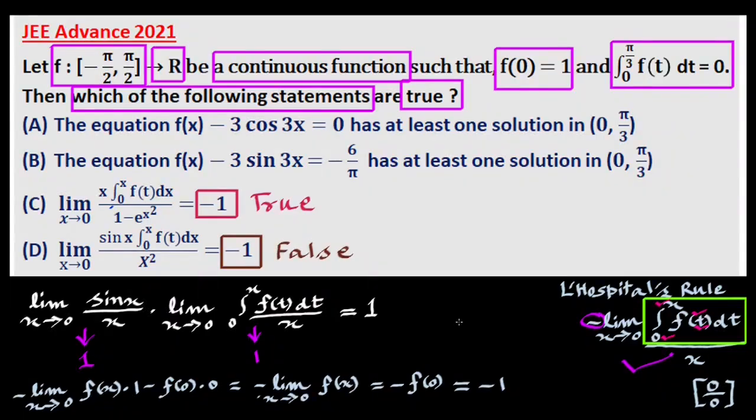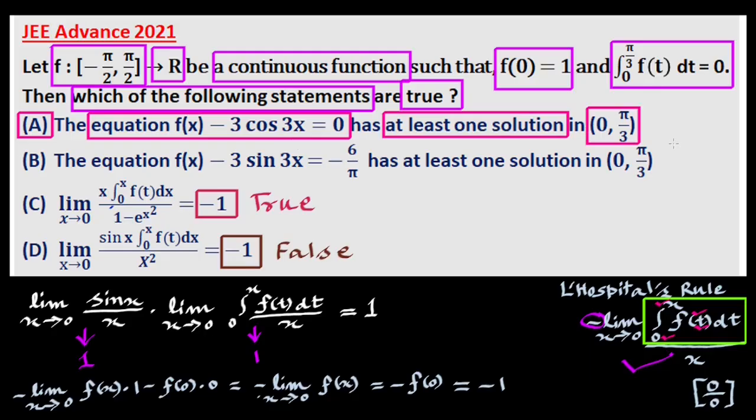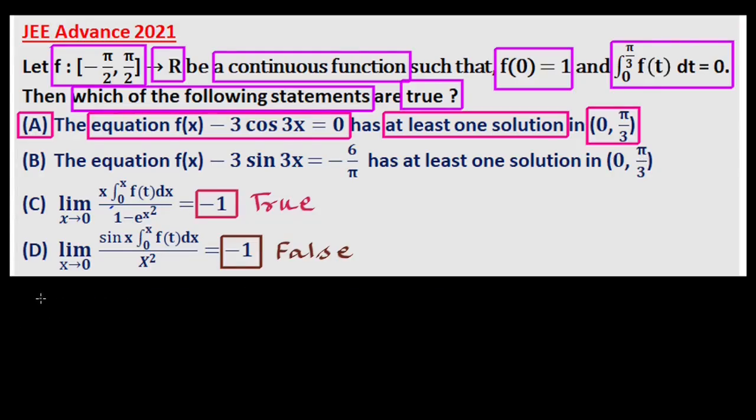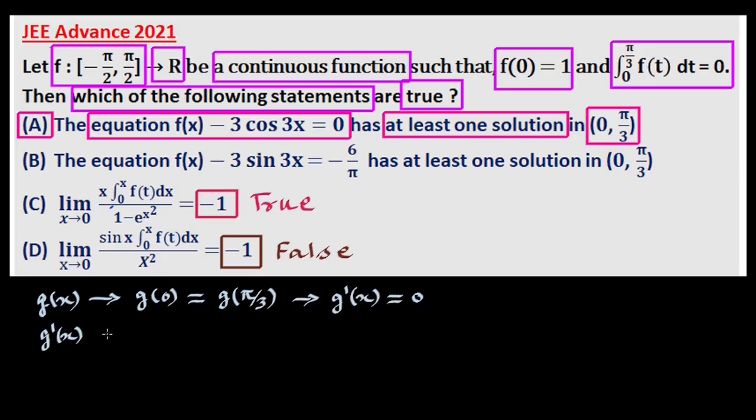Now let us check option A for its correctness. In option A, it is said that the equation f(x) minus 3 cos 3x equals 0 has at least one solution in the interval 0 to pi by 3, which means there is a function, say g(x), for which g(0) and g(pi by 3) are equal and g dash x is 0.